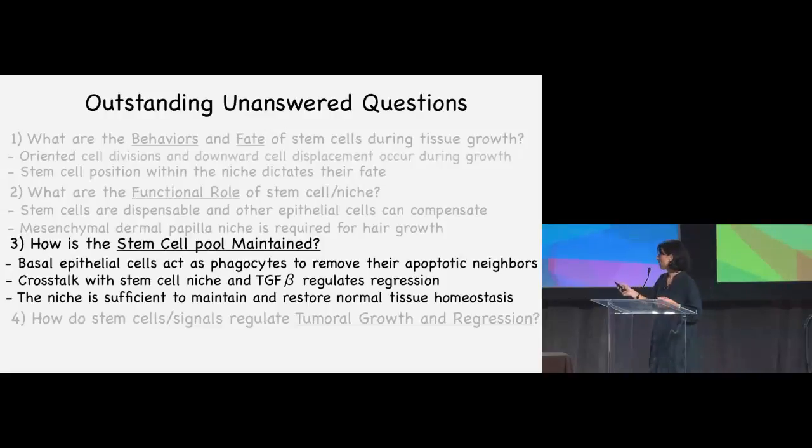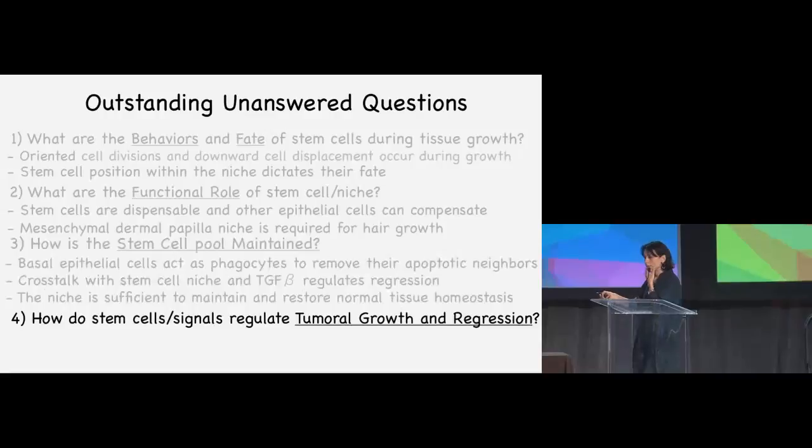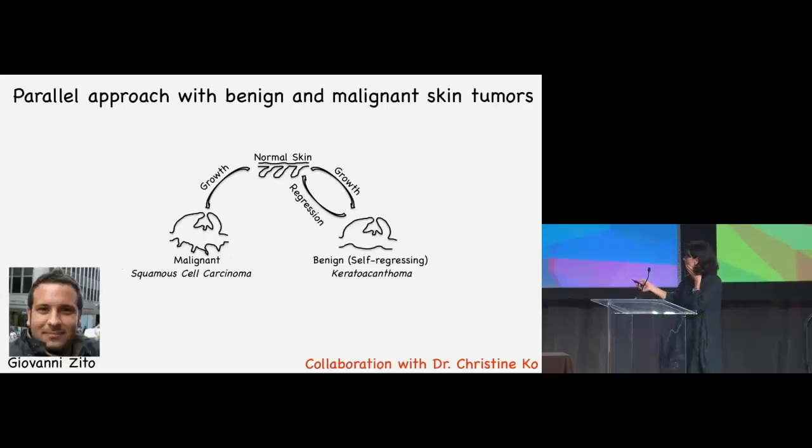So lastly, I would like to address how our understanding of physiology has inspired us to look at cancer models. This is primarily inspired by a very talented clinician at Yale, Dr. Christine Koh. As was said in the introduction, Christine is an expert in these self-regressing tumors that we found extremely stimulating because they reminded us of the natural cycle of skin growth and regression. And so Janet Sitt, a postdoc in the lab, took these two parallel models, a malignant one and a benign one, to start to understand processes of growth and regression.